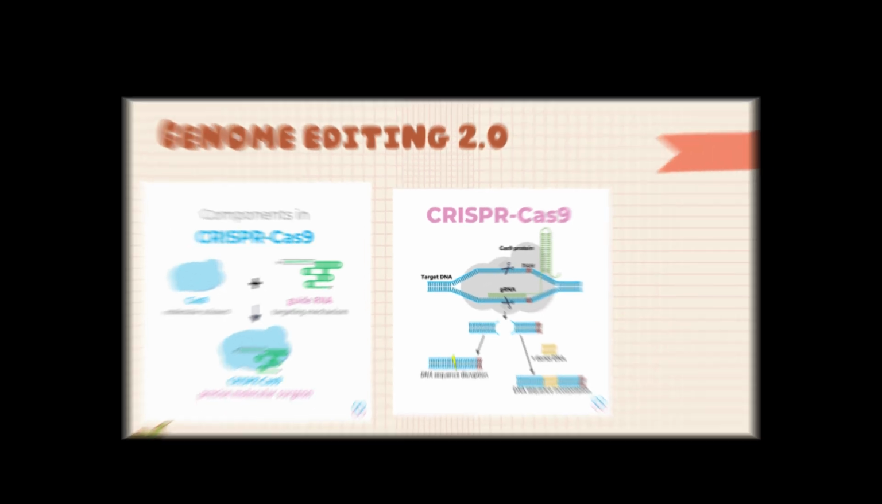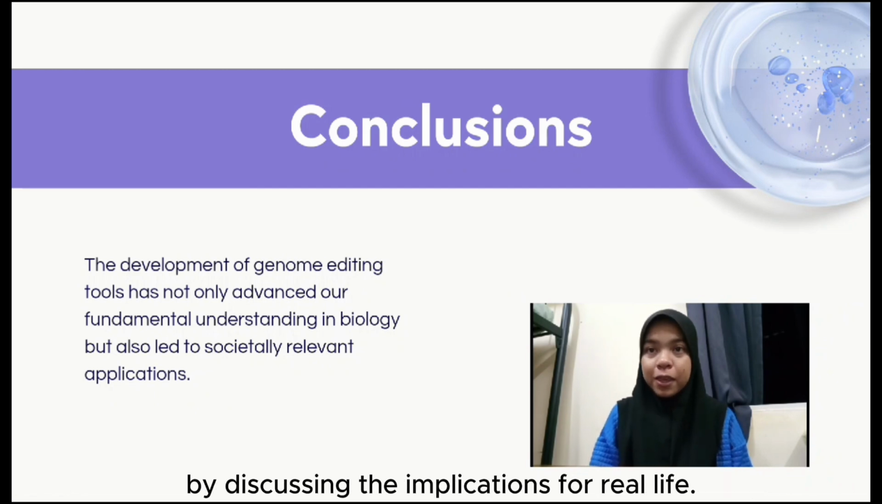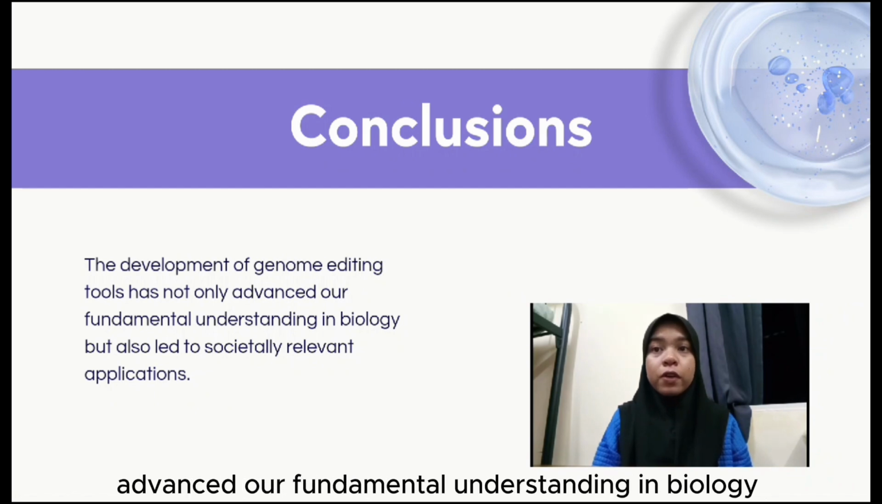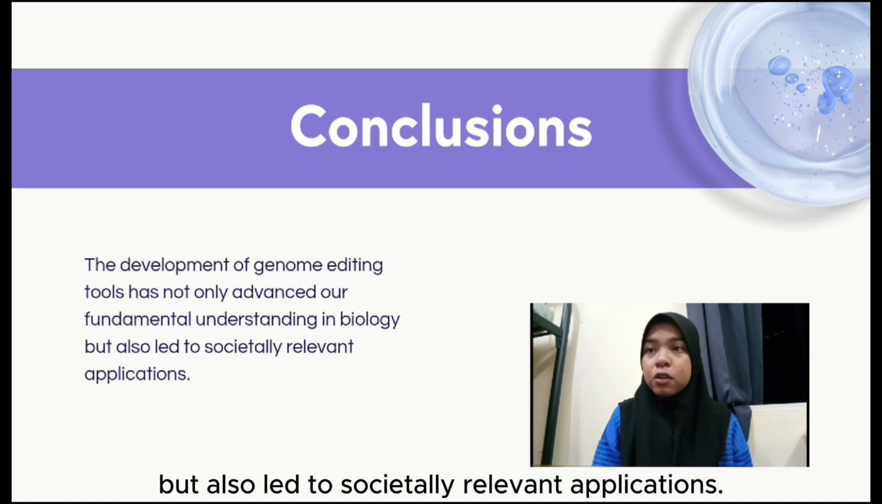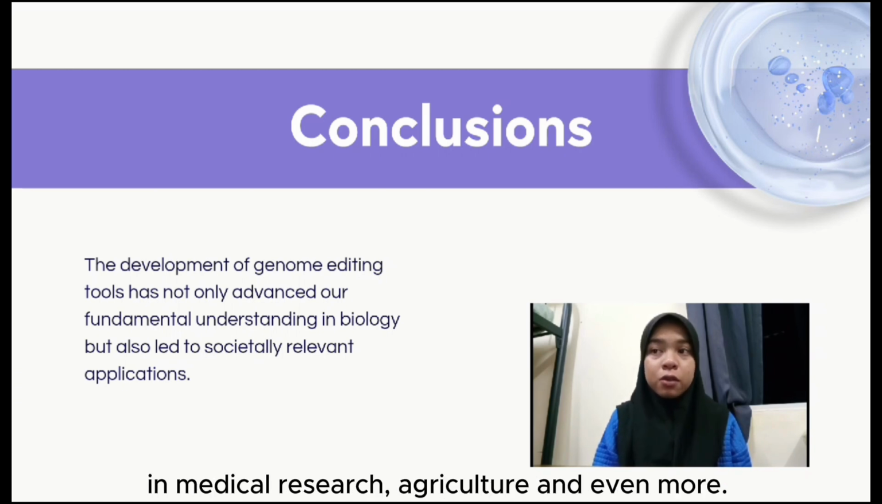In conclusion, the article ties together these results by discussing the implications for real life. The development of genome editing tools has not only advanced our fundamental understanding of biology, but also led to societally relevant applications. For instance, CRISPR-Cas technology is being used in medical research, agriculture, and even more.